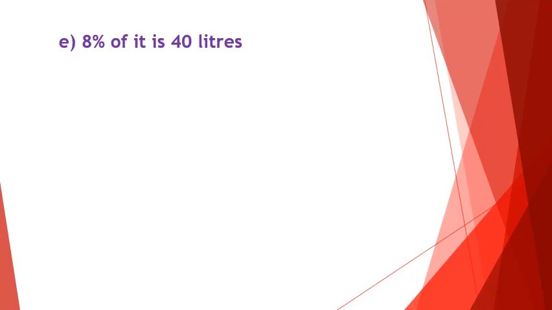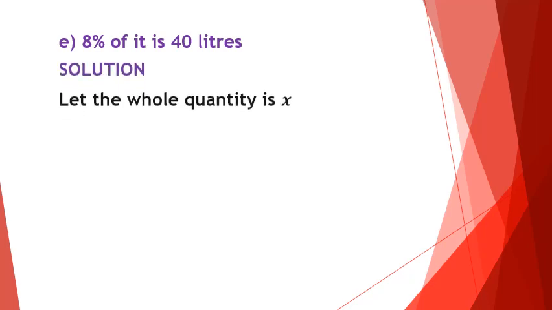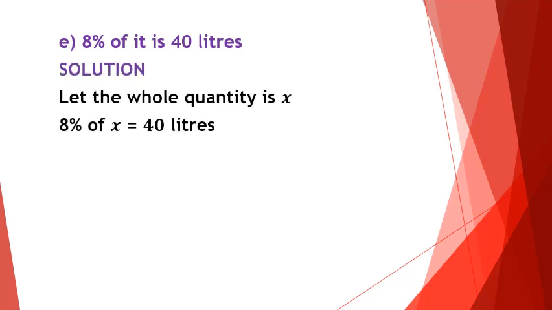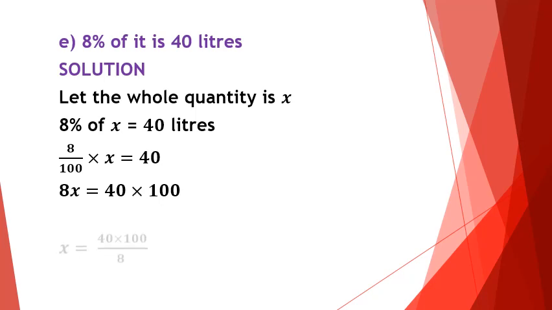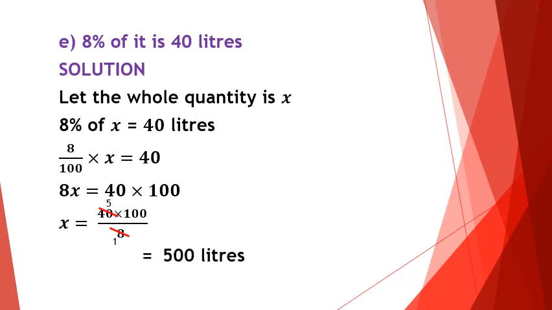Next is 8% of it is 40 liters. Let the whole quantity be x. So the question can be rewritten as 8% of x equals 40 liters. That means 8 upon 100 into x equals 40, or 8x equals 40 multiplied by 100. Therefore, x equals 40 multiplied by 100 whole divided by 8. 8 and 40 can be cancelled. So, you will get 5 into 100 equals 500 liters. Hence, the whole quantity is 500 liters.